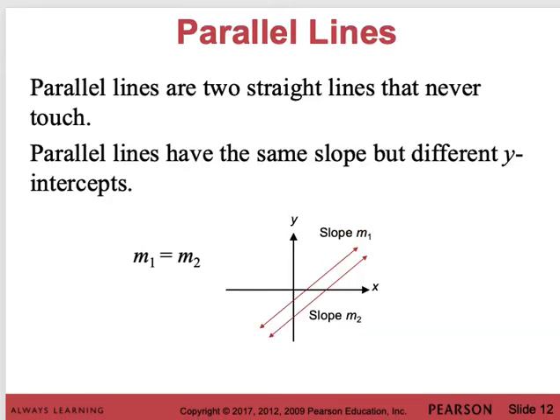Parallel lines, we're looking at straight lines that never intersect, never touch. They have the same slope, but they just have a different y-intercept. So, here it might be crossing at -1, and this y-intercept is -2.